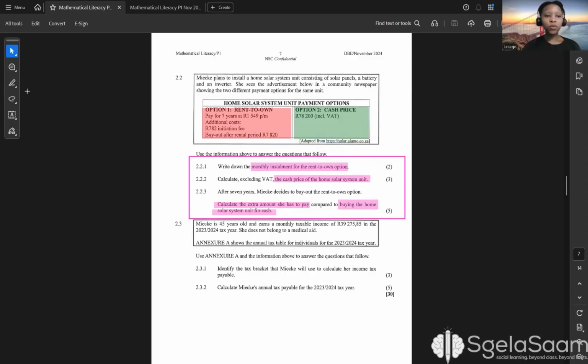Okay, so the first question says, write down the monthly installment. Okay, if it says write down, it means the answer is already there. You just need to pick it out from the information that you're given. So the monthly installment would be for 7 years, pay for 7 years at 1,549 per month. Additional costs, this is 782 initiation fee and a buyout after rental period 7820. So the monthly premium or installment is the one that is per month, 1,549.